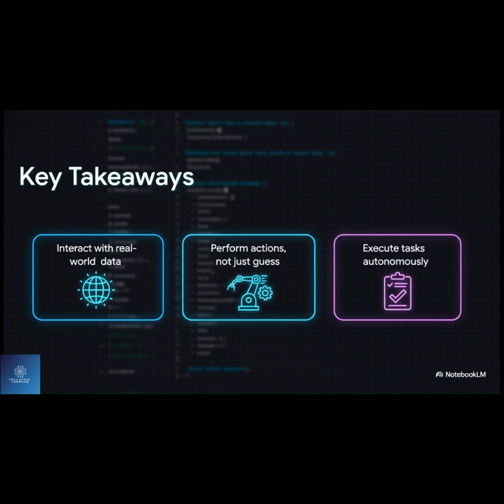So, if you're going to take away just a few things from this, let it be these. Tools are what allow AI to finally break out of their text-only box. They let agents interact with live, real-world data. They allow them to perform concrete actions instead of just making educated guesses. And ultimately, this is the path to having them execute complex tasks all on their own.